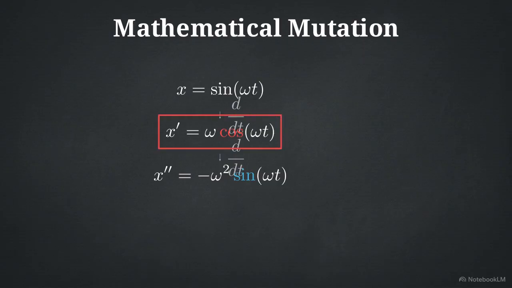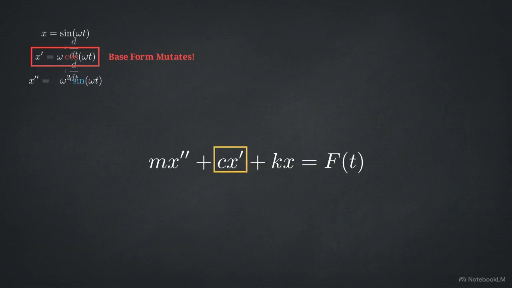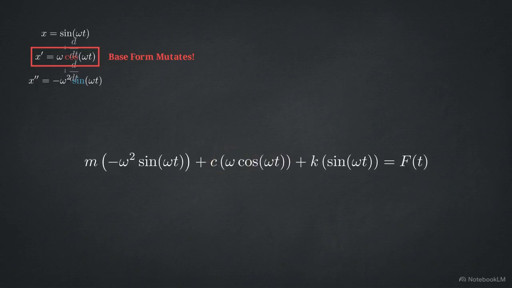Notice the exact point of failure. Calculating velocity turns a sine into a cosine. The base mathematical form actually mutates. We can take these physical derivatives and plug them back into our system's governing equation to see how they behave. The chaos stems directly from the middle term. The damping variable relies on the first derivative, which injects a cosine into an equation otherwise populated entirely by sines.